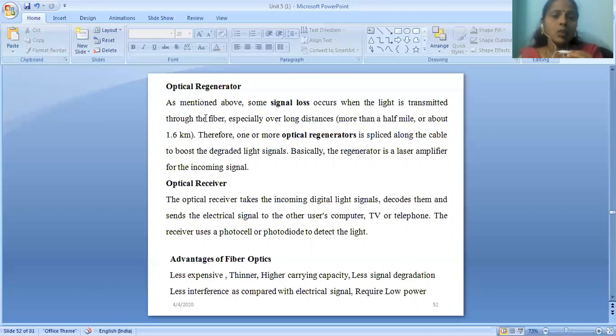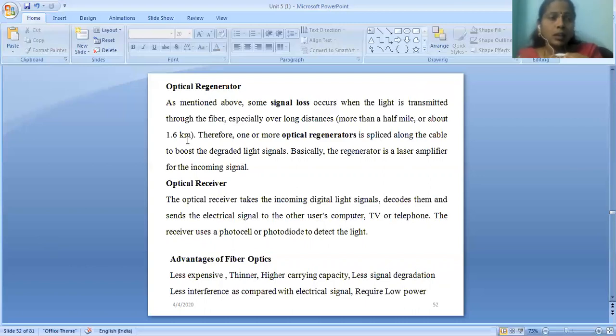The main function of the optical regenerator is to boost the degraded light signals. It is nothing but a signal conditioning circuit, or in other words, a laser amplifier for the incoming signal. Here the distance mentioned is usually 1.6 kilometers or even more, about a mile.